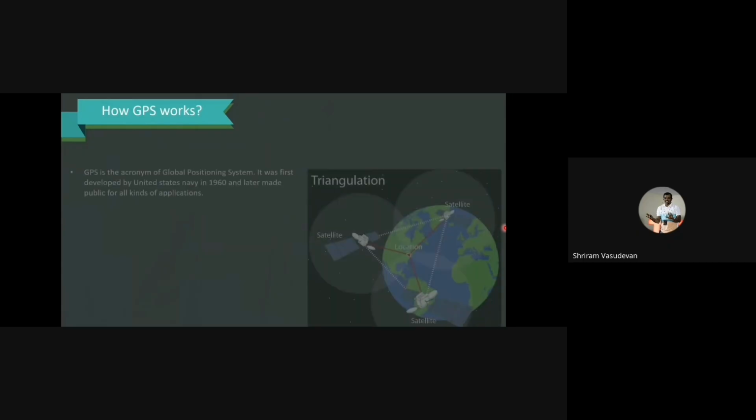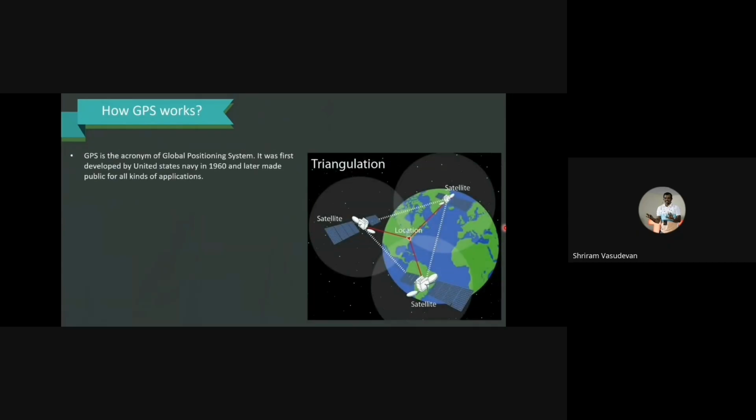How GPS works. Let's understand that first. GPS is an acronym for Global Positioning System. It was first developed by the United States Navy in 1960 and later made public for all kinds of applications. GPS uses a method called triangulation, as shown in the picture presented to you. Three satellites simultaneously work to get the location and velocity of a GPS receiver.